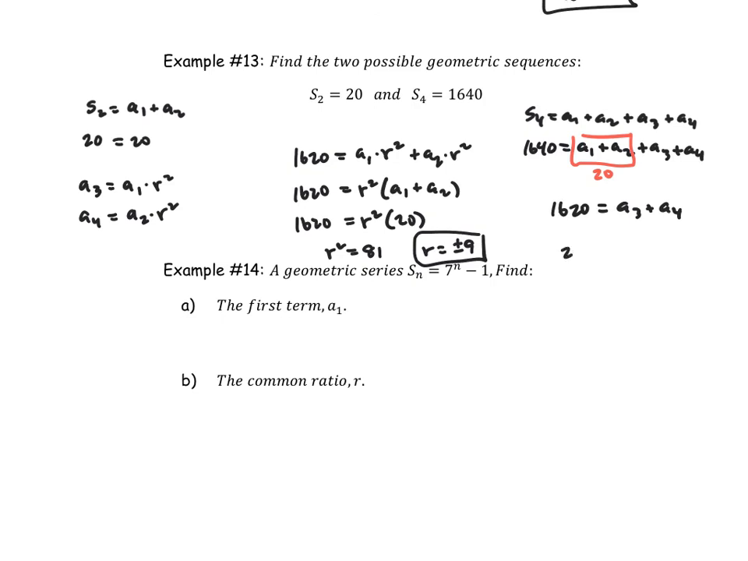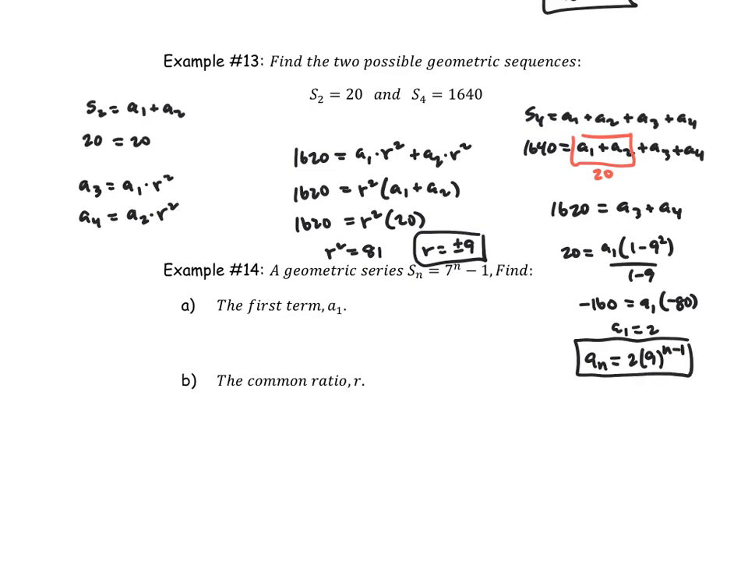All right, so I know the first 2 terms added together, that sum is 20. So the first term I don't know, but I do know that a1 times 1 minus r to the second over 1 minus r should give me the formula for the sum of the first 2 terms. Okay, so as I simplify this, I'm going to multiply both sides by -8. That gives me -160 is equal to a1 times -80, right? Because 1 minus 9 squared is -80. So a1 is equal to 2. Therefore, one of the sequences, a sub n, would be the first term 2 times 9 to the n minus 1th power. Okay, so there's one of my possible geometric sequences.